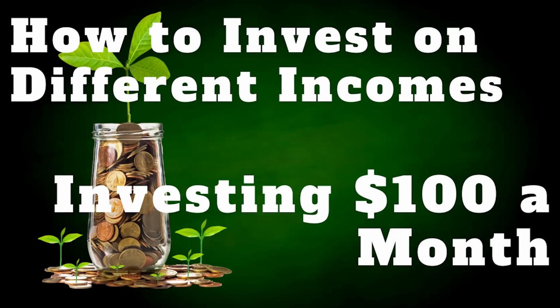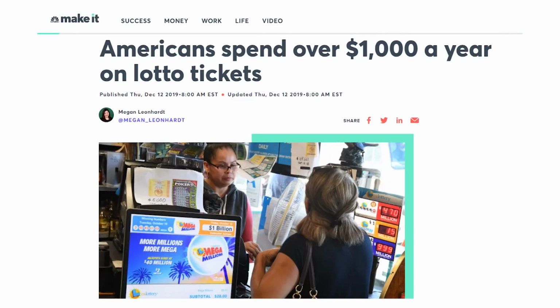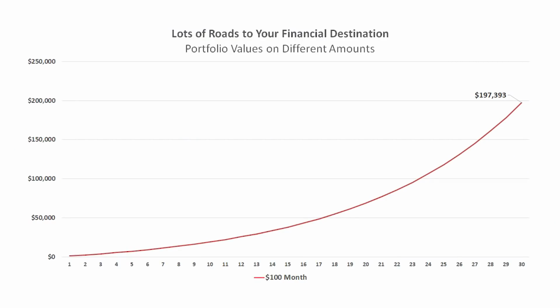But let's start off with investing $100 a month, an amount anyone can afford. $100 a month, it's just over $3 a day. And the average American spends over $1,000 a year, or about $2.73 a day on the lottery. Why not invest that money instead and really hit the jackpot? Because look at this, investing $100 a month at a long-term return of about 10% a year on the S&P 500 gets you to almost $200,000 over 30 years. And that could mean $1,000 a month in retirement, all from investing just $100 a month right now.